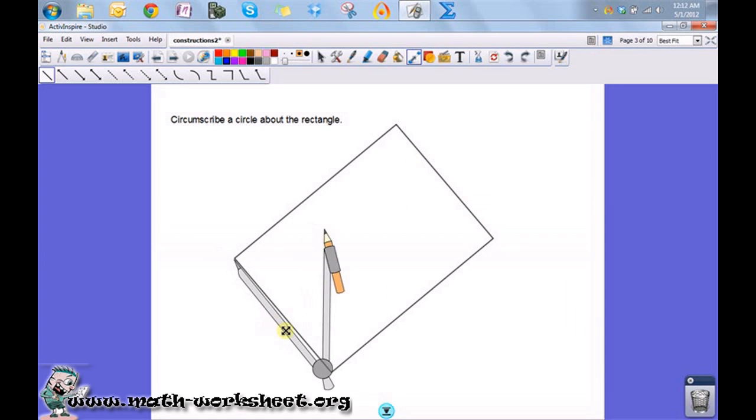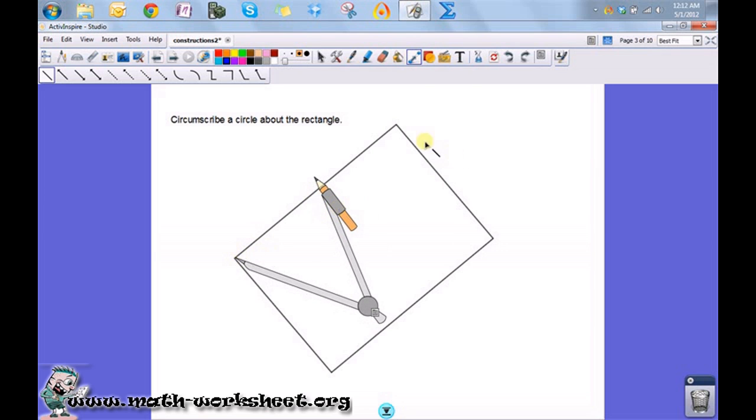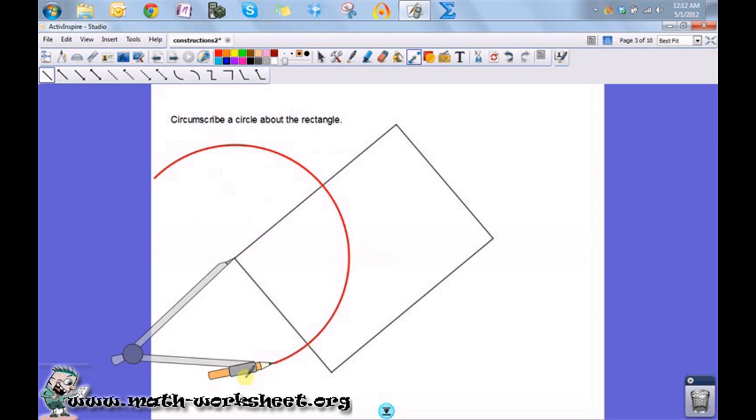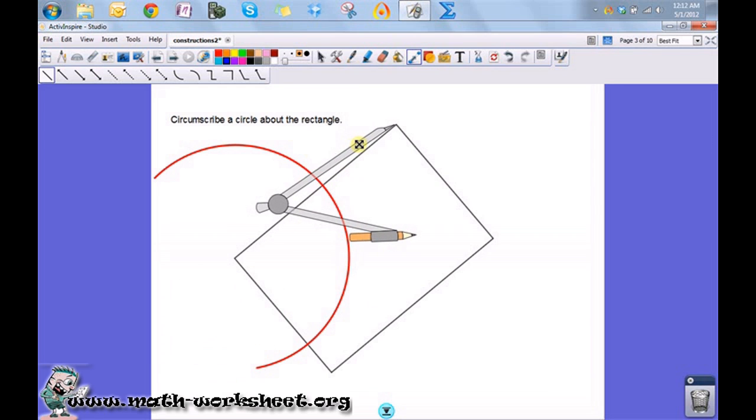To do this, I need to put my compass point on the angle here, and I want to make sure that this is open more than half the distance between this point and this point. So I want to make a big sweeping arc around that point, and I'm going to do an arc at the opposite point of the other end point of this segment so that the compass is open the same amount.